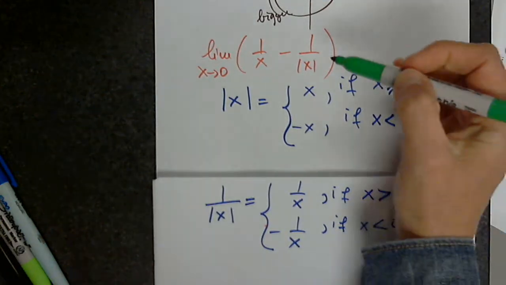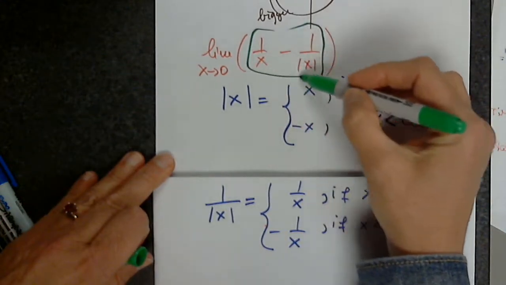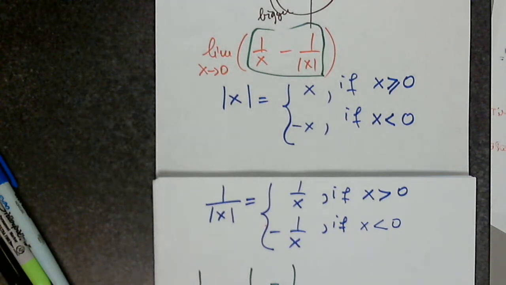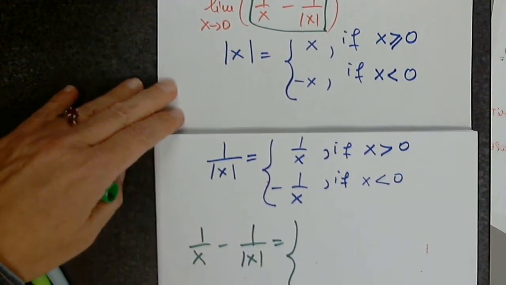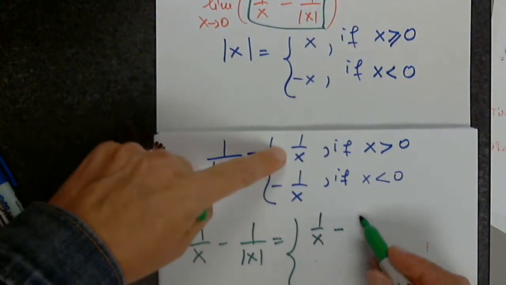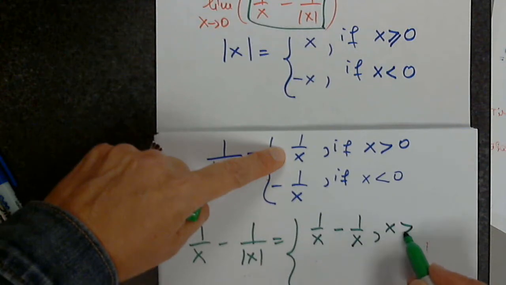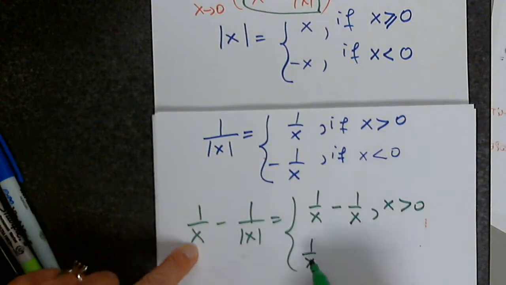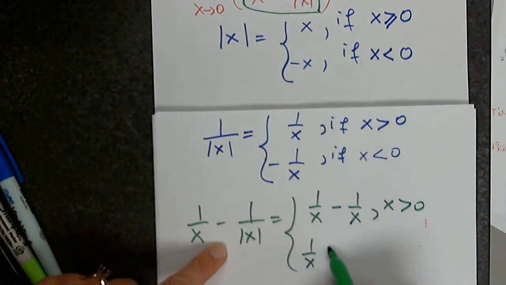Perfect. So now I'm one step closer to simplifying this. So can anyone give us this simplified form of the entire function now? I took it piece by piece, and now I'm putting everything together. So I have to write 1 over x minus 1 over x for x greater than 0. And then I have to write 1 over x minus minus, so plus 1 over x for x less than 0.